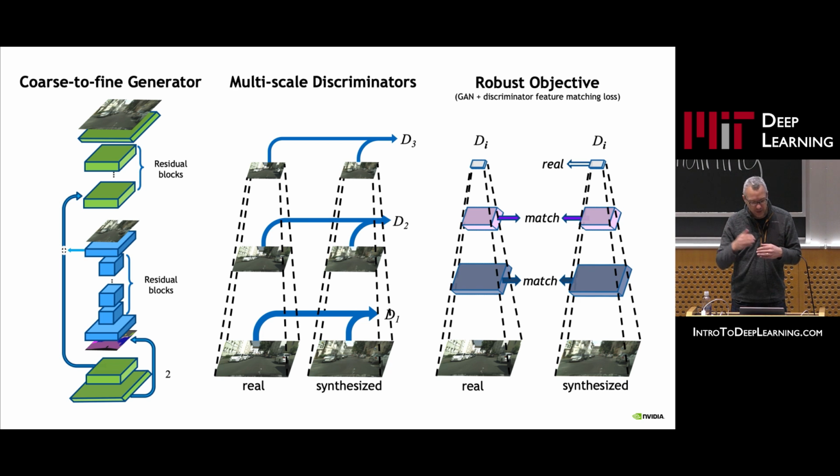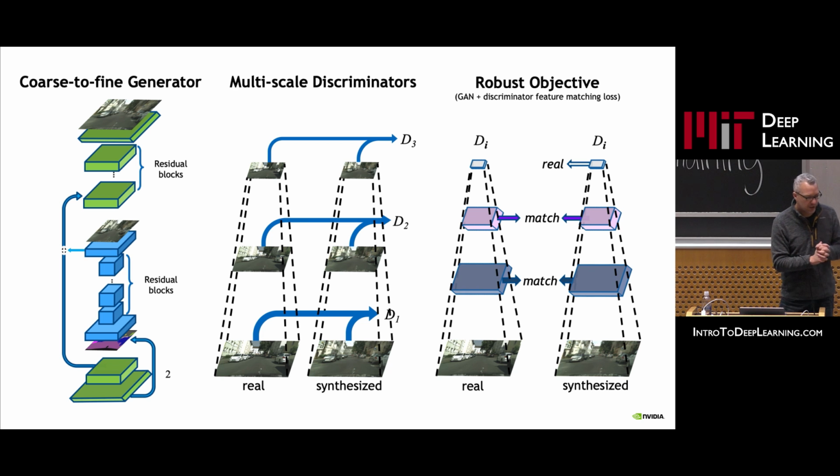Furthermore, we have these multi-scale discriminators. So the discriminator not just looks at high resolution images, but images of different resolutions, which helps it to have a better global view of what's going on. So it's better at discriminating badly synthesized images from what they actually should look like. And we also use this robust objective.